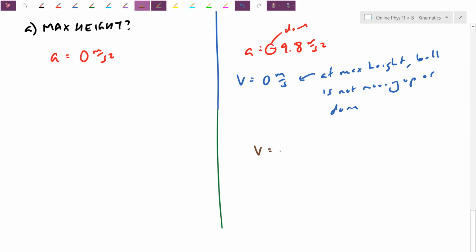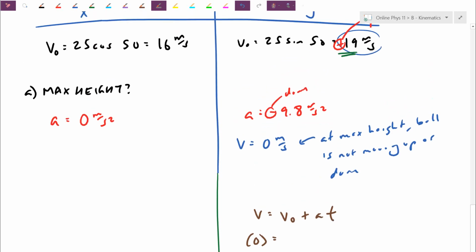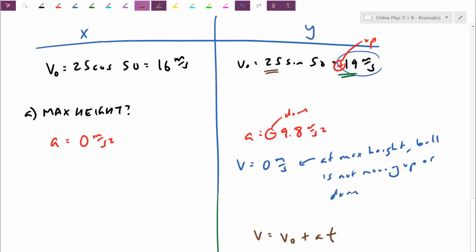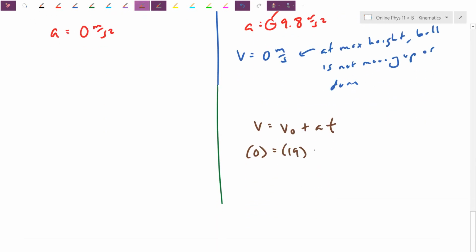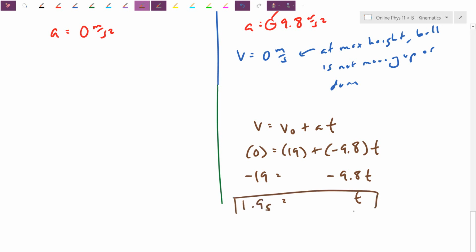So let's go v is equal to v naught plus at. At max height, I'm going 0 meters per second. Initially, I'm not going to punch in the 25 because the 25 was a diagonal. I'm only going to punch in the vertical part of it, so initially it's going to be 19. Gravity is an acceleration of negative 9.8. How long does it take gravity to completely get rid of your 19? So I'm going to bring that over there. Negative 19 is equal to negative 9.8 t. We can find the time this way. The time to reach max height, how long until you hit that peak, is give or take 1.9 seconds or so.